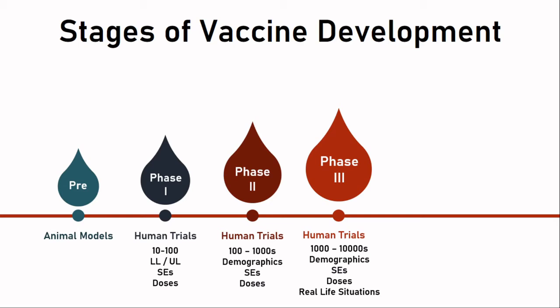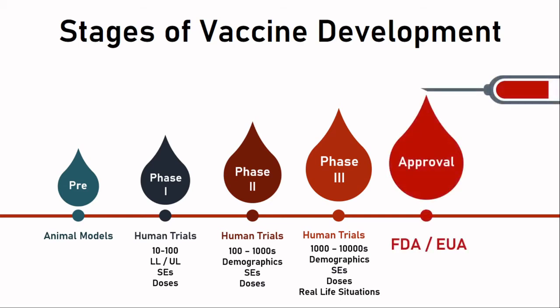Apart from this, there is something peculiarly done in this phase. That is, we talk about real life situations. The people who get vaccinated are allowed to do their routine activities. They are not kept under a clinically controlled atmosphere, because ultimately the vaccine is going to be given to common people, and they are going to do their regular activities. So we have to check in this phase whether everything is working fine or not. And once it is all fine, then we go in for approval.